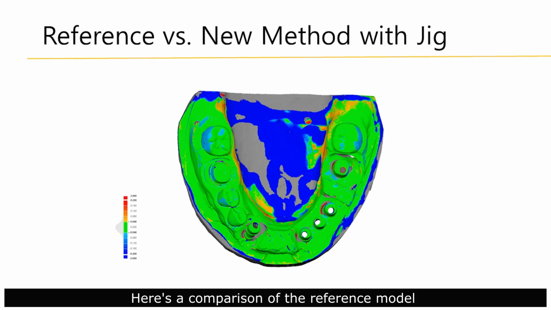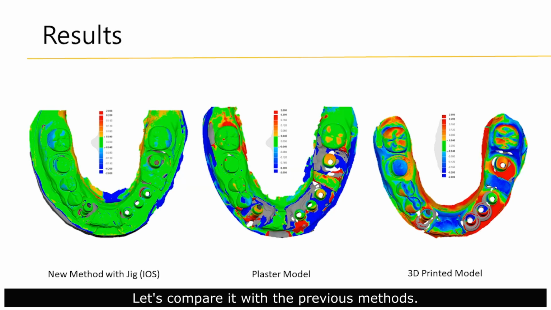Here's a comparison of the reference model and the compensated model using the jig. Note that the abutment is colored mostly green. This means an error range of 40 micrometers or less. Let's compare it with the previous methods. You can see the smallest error in the compensation method using the jig.